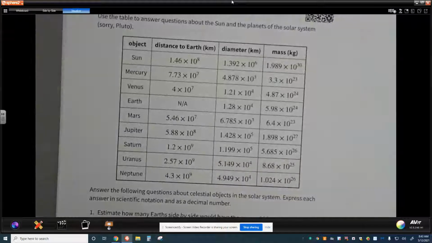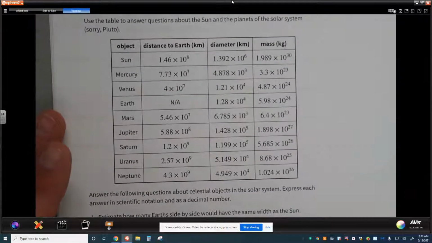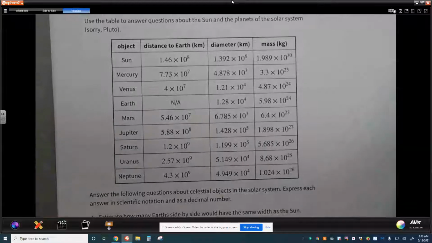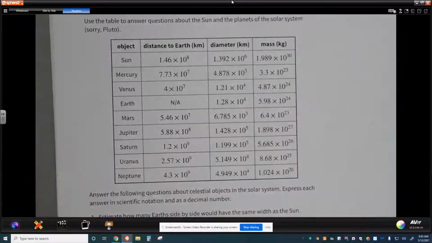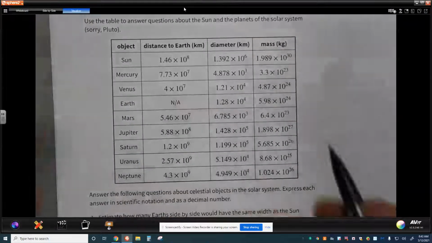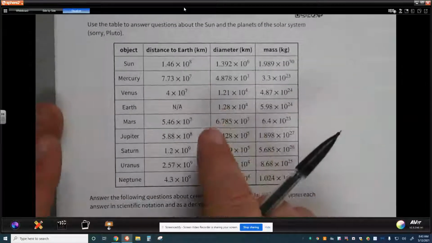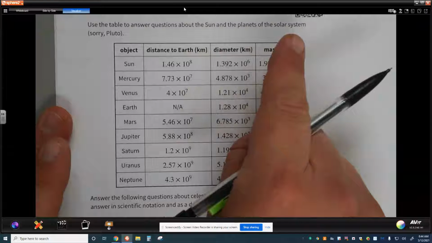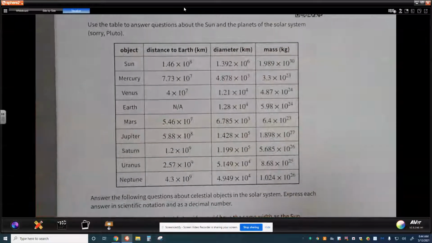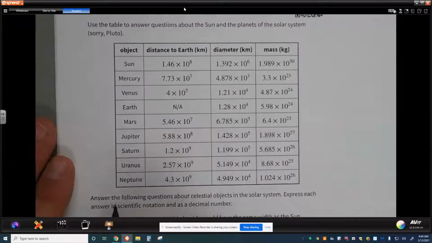Okay. Looking at the next one. We're looking at the distances in the solar system. We'll go a little faster in this one. When we talk about these distances here, we're talking about the distance to Earth, the diameter, and the mass. We're going to use this table, talk about the sun and the planets of the solar system. Pluto's out because it's a dwarf planet. And then we're going to answer these questions.